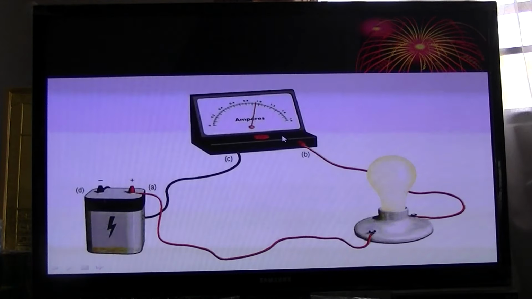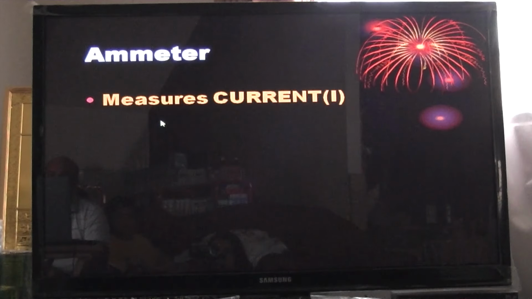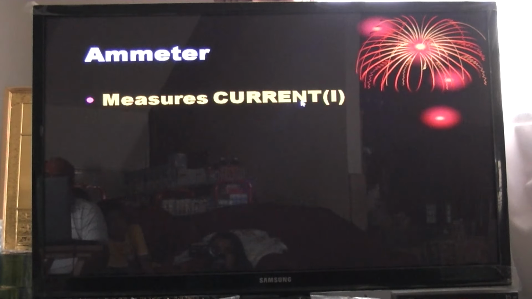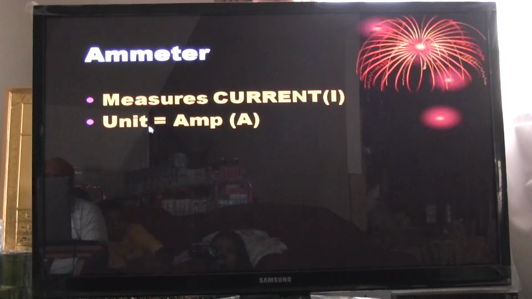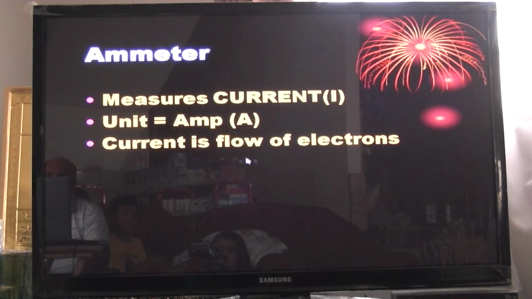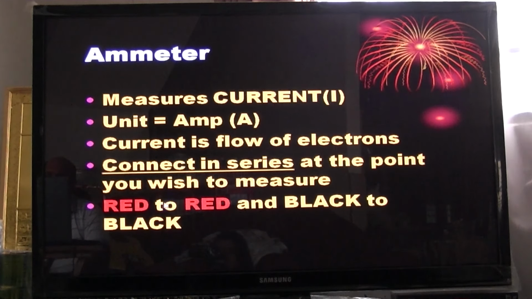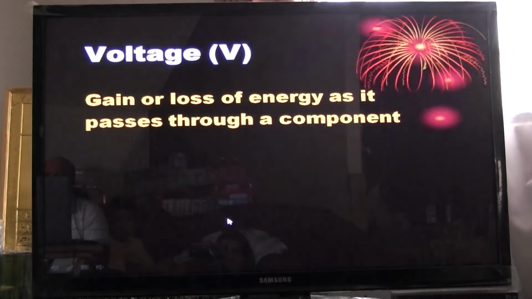So, to measure the amount of amperage this circuit is using, we measure current with an ammeter. The unit is the amp, A. Current is the flow of an electron. Connect it in series at the point you wish to measure. Red to red, black to black for the wires when you're doing this setup.